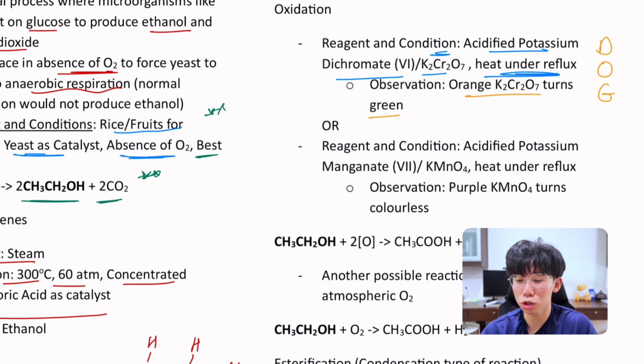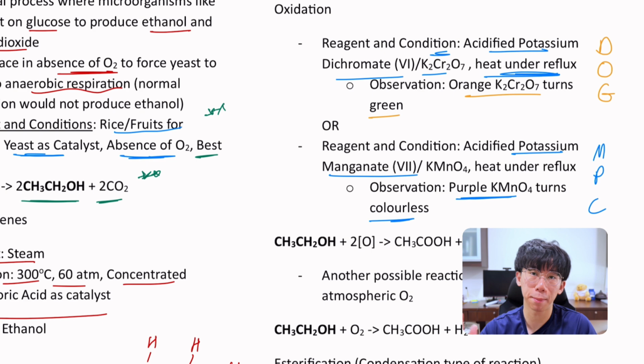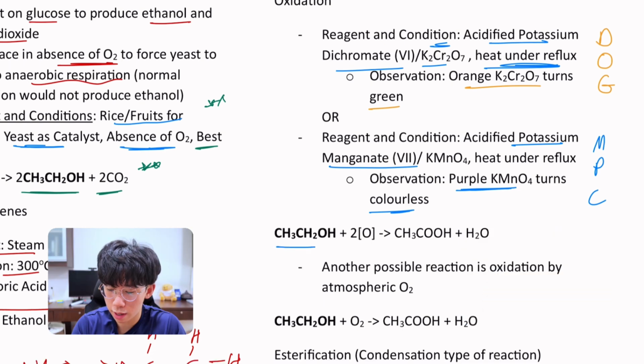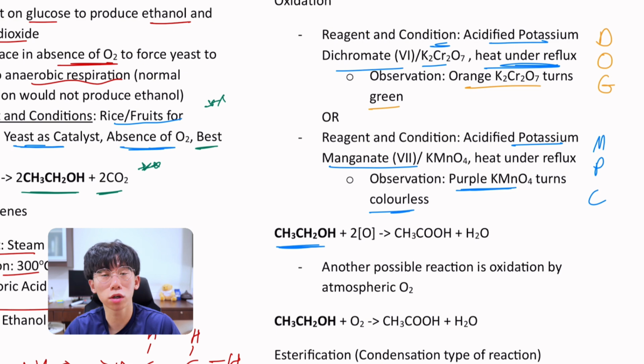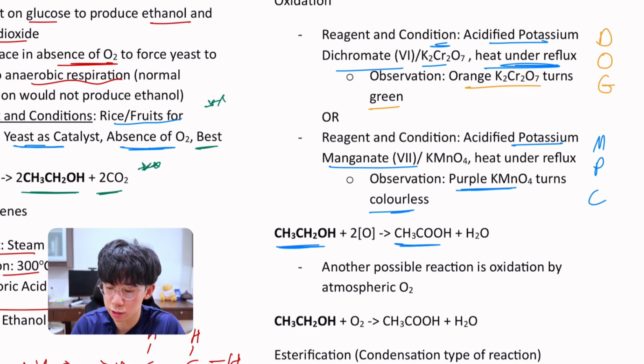Next, instead of potassium dichromate(VI), you can also use potassium manganate(VII), KMnO4. This is also a very strong oxidizing agent. Heating it under reflux with the organic compound will turn your purple KMnO4 colorless. How do you remember this? You remember MPC, which is my pet cat, or manganate purple to colorless. Your ethanol, for example, is going to oxidize and turn into a carboxylic acid.